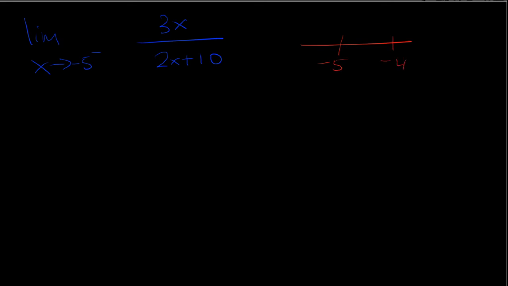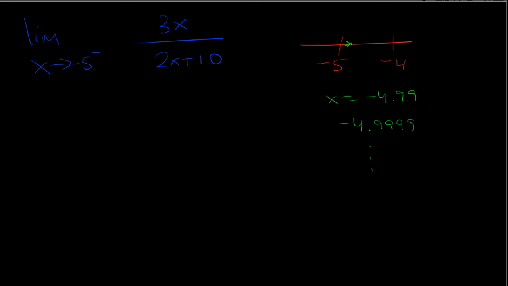Looking at a similar one, I have the limit as x approaches negative 5 from the left of 3x over 2x plus 10. I know if I plug in negative 5 here, we get a 0 in the denominator. So I'm going to think about picking numbers to the right of negative 5. And if you're not sure what is to the right of it, we know that if we select, let's say, negative 4.99 or negative 4.999, etc.